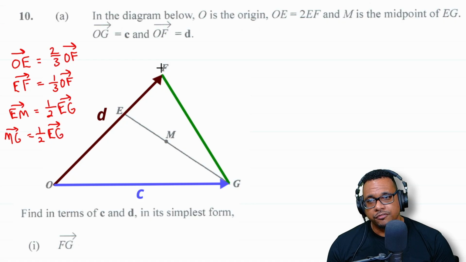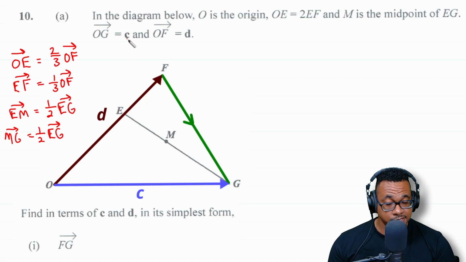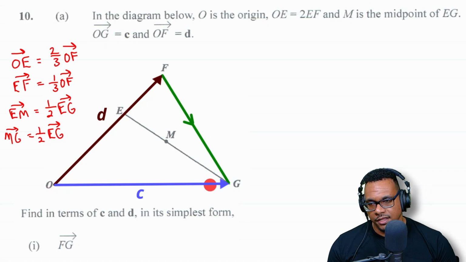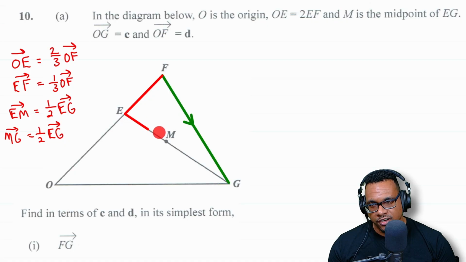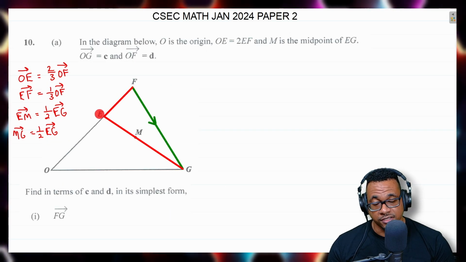So that's the vector going from F to G, so the arrow is pointing towards G. So that means the head is at G and the tail is at F. Now we're going to use the triangle law here. Seeing that we know the vector O to F is D, and we know the vector O to G is C, we will use this big triangle here. Yes, I'm also seeing a smaller triangle here, but we don't have enough information to use this smaller triangle.